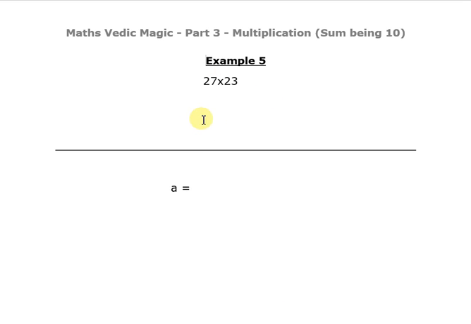The thing to notice here is that in the previous two examples, the right side digit was 5. In this case, these are not 5, they are 7 and 3, but the left side numbers are the same. So the formula still applies. So the right side portion in this case would be 7 times 3, which is 21.